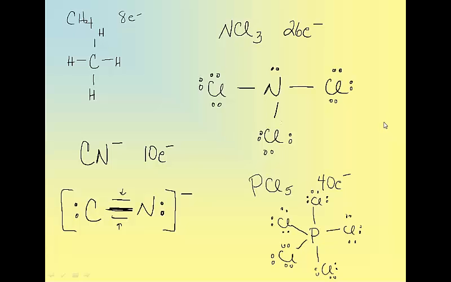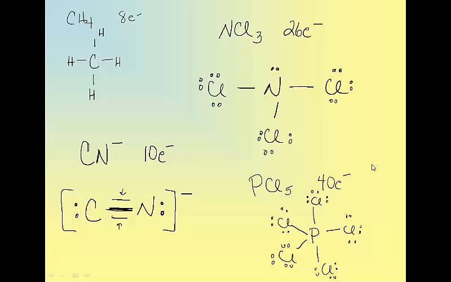Notice that phosphorus has 2, 4, 6, 8, 10 electrons around it because phosphorus is in that third energy level and can exceed an octet. So that's fine because it's got that empty d orbital to use, that 3d.